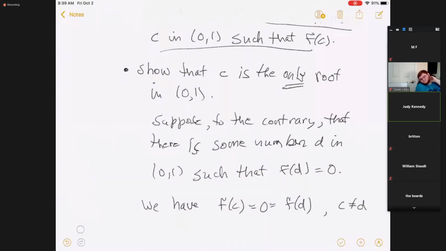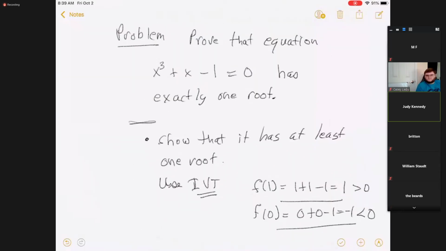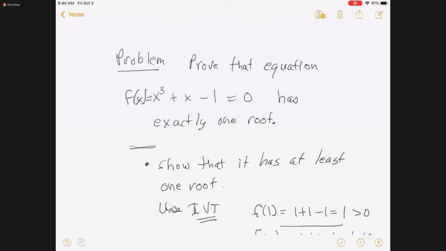Well, if that's true, did I ever? No, I never said what f was. f of x is x cubed plus x minus 1. I'm sorry, I should have written that first. All right, but this is a cubic polynomial, so it's continuous over all the real numbers. But in particular, it's continuous on the interval from 0 to 1.